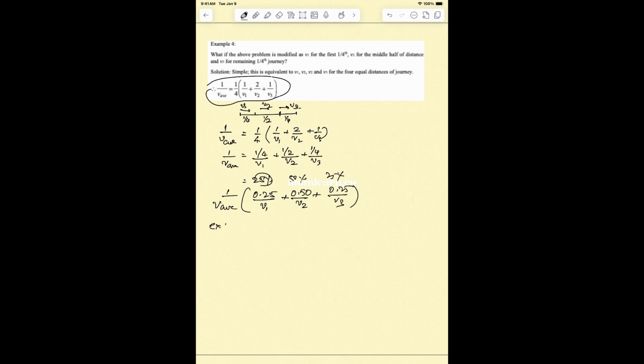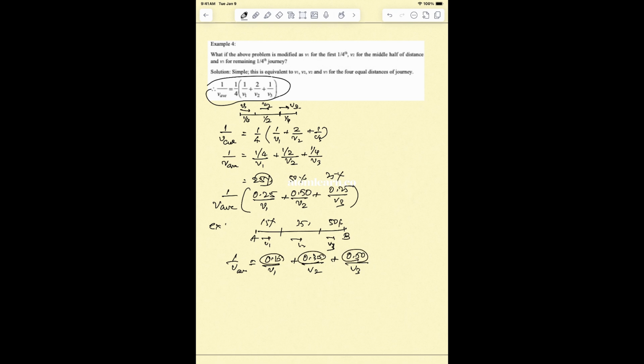For example, take this example. There is a distance from A to B, a travel journey. The first 15% of the distance is traveled with the velocity v1. Then the next 35% is traveled with velocity v2. Then the balance, which is 50%, with the velocity v3. Therefore what is v average? I simply write like this: 1 by v average is equal to 0.15 fraction with v1 plus 0.35 fraction with v2 plus 0.5 fraction with v3. This particular fraction will always add up to 1.